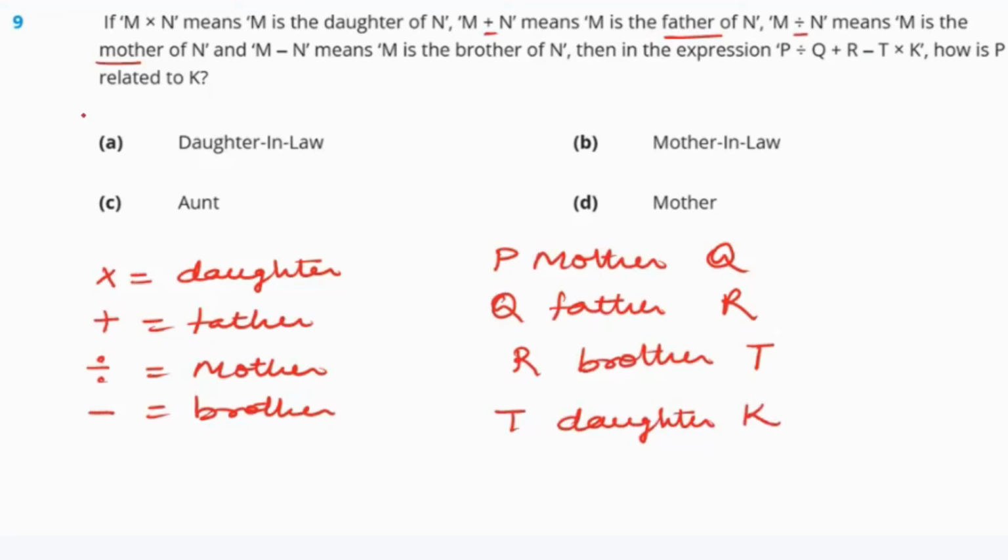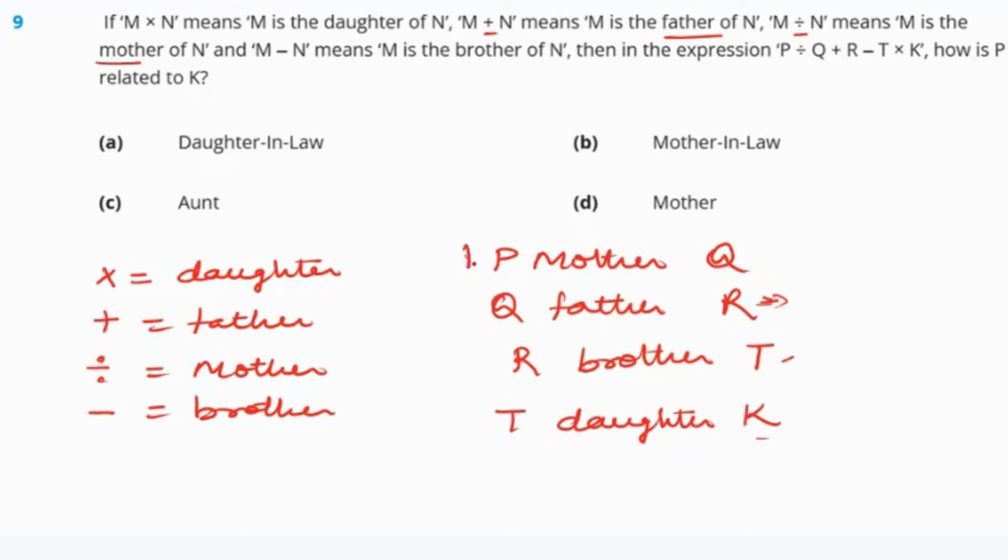Okay, so how is P related to K? As we can see, P is the mother of Q and Q is the father of R, which means P is the grandmother of R. Now R and T are brothers, which means P is the grandmother of T as well. And T is the daughter of K, which means K is the mother of T.